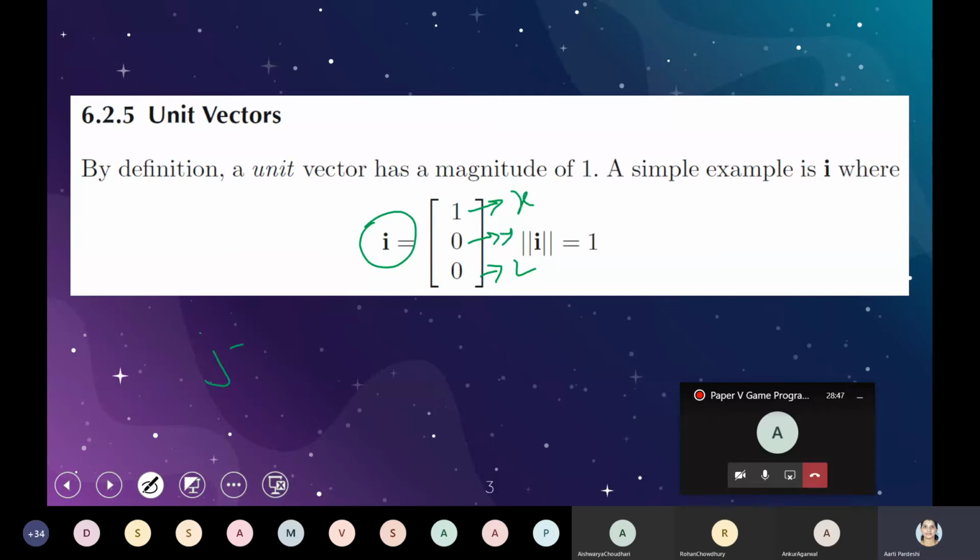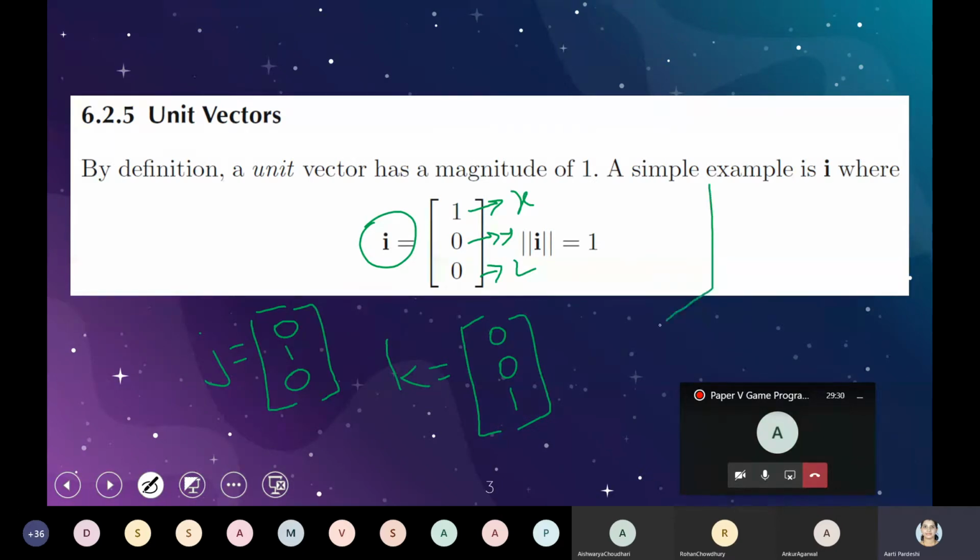Then j is the unit vector along y-axis. So x is 0, z is 0 and y is 1. Similarly, k is the unit vector along z-axis. So x is 0, y is 0 and z is 1. So this is a unit vector along a particular axis, x-axis, y-axis and z-axis, and it is represented as i, j and k.